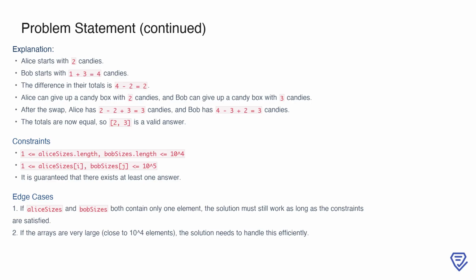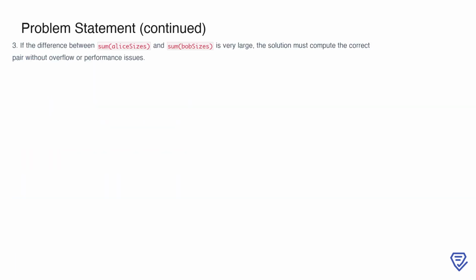Additionally, we are guaranteed that at least one valid solution will always exist. These constraints require our solution to be efficient and handle large inputs gracefully. Edge cases to consider include scenarios where Alice's boxes and Bob's boxes each contain only one element. As long as the constraints are satisfied, the solution must produce a valid result even in such a minimal setup.